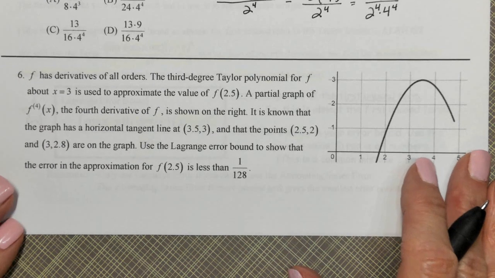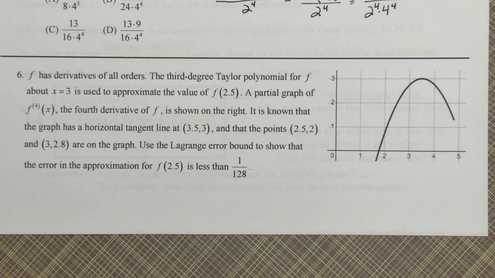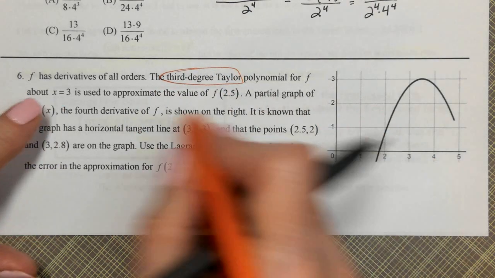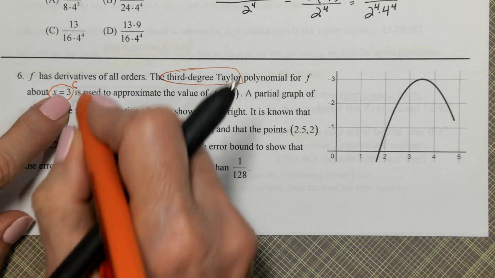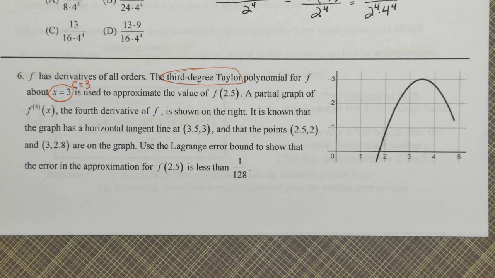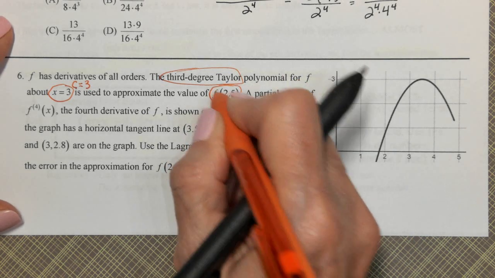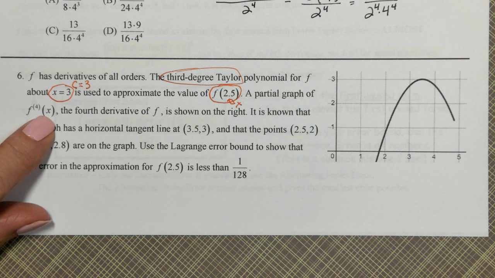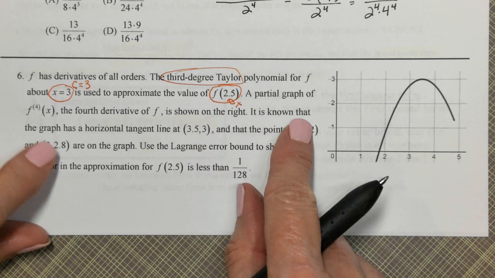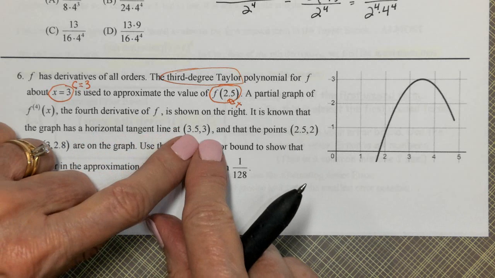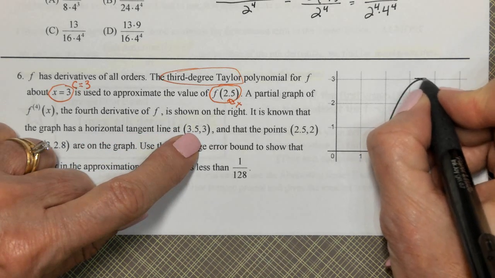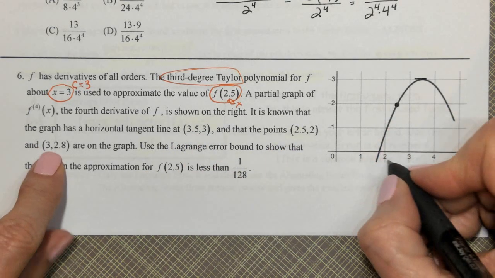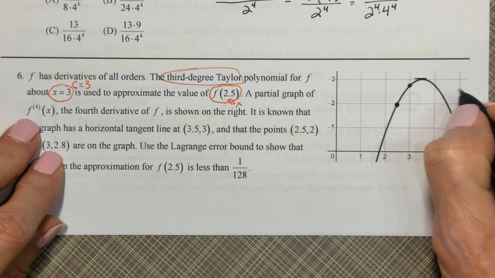All right, one more here. f has derivatives of all orders. The third degree Taylor polynomial for f about x equals c, x equals 3, that is our c value, is used to approximate the value of f of 2.5. That will be our x value. A partial graph of the fourth derivative is shown on the right. It is known that the graph has a horizontal tangent line at x equals 3.5, and that the points (2.5, 2) and (3, 2.8) are on the graph.